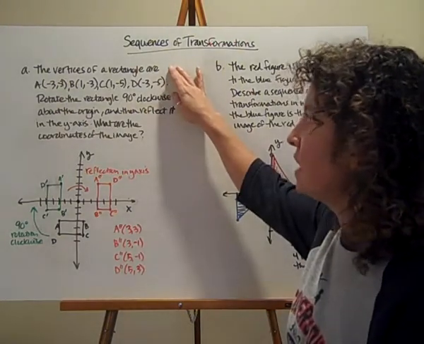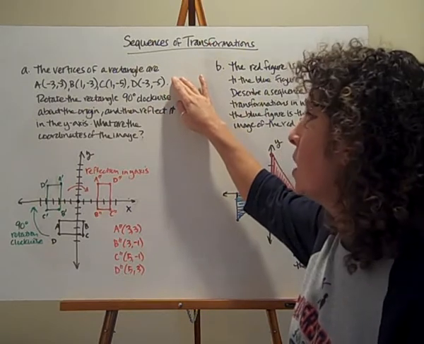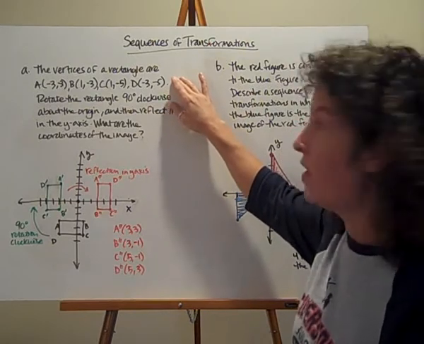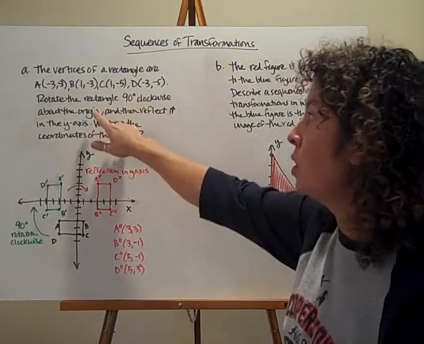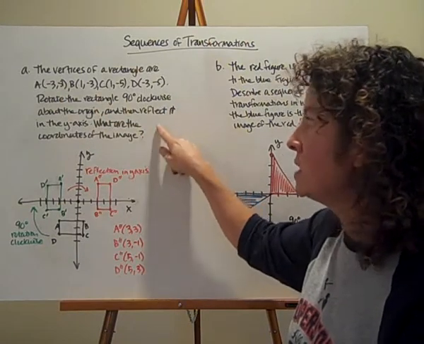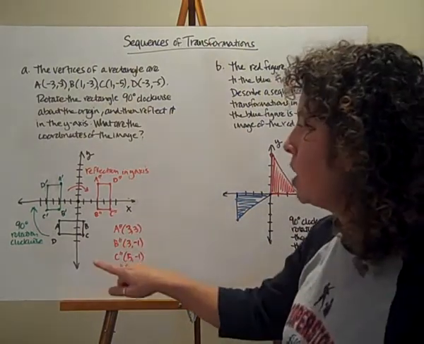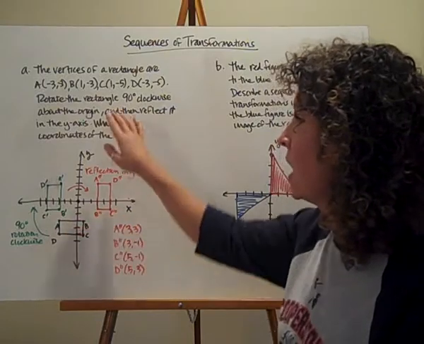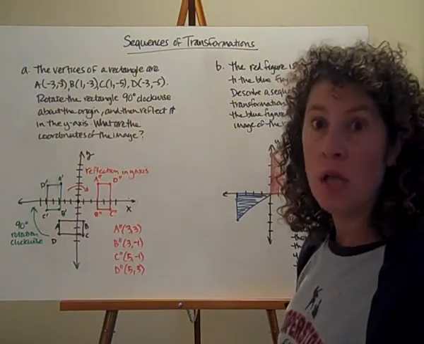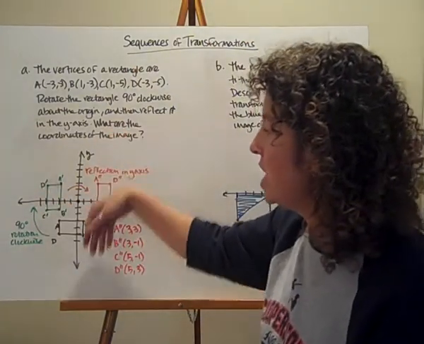So the vertices of a rectangle are negative 3, 3, 1, negative 3, 1, negative 5, negative 3, negative 5. Rotate the rectangle 90 degrees clockwise about the origin, and then reflect it in the y-axis. What are the coordinates of the image? So we start with our original figure down here, and then we start with a 90 degrees clockwise rotation about the origin. So this goes clockwise about the origin, 90 degrees.